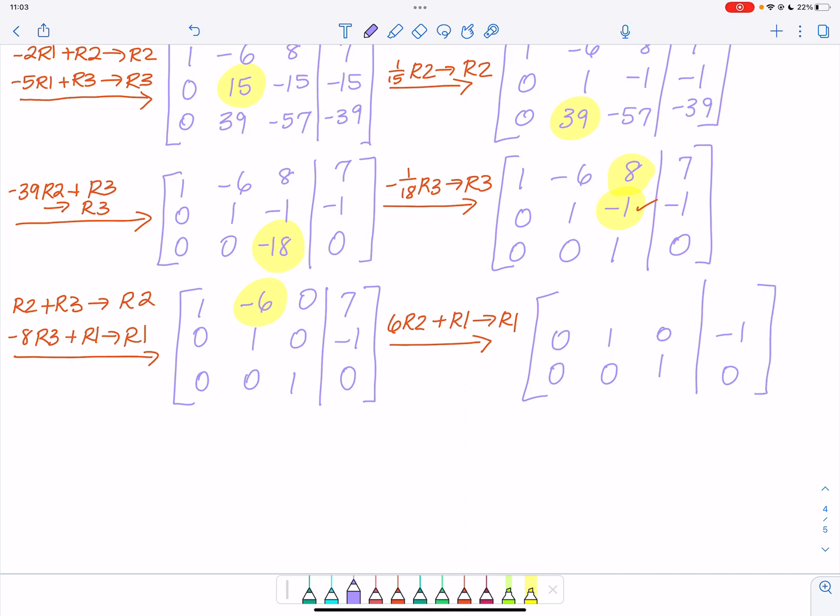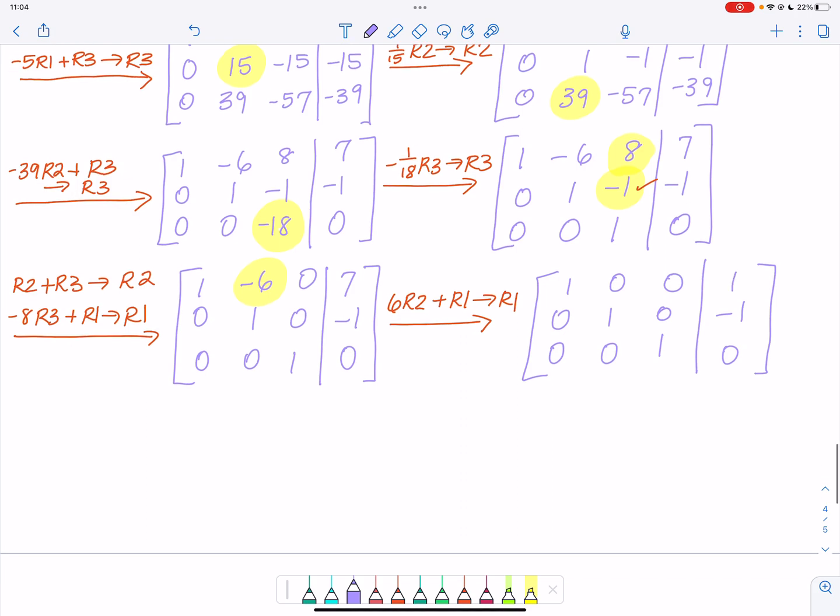and 6 times row 2 added to row 1, as you can see, we'll have a 1, 0, 0, and a 1. So now, as you can see, x is equal to 1, y is equal to -1, and z is equal to 0.